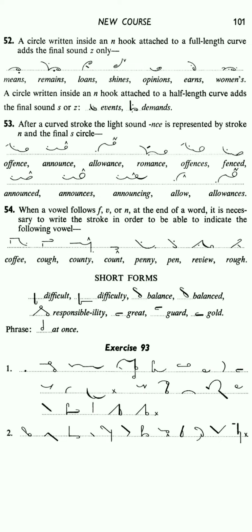Next, loans, upward L on the line से start करते हुए N hook circle Z within and a heavy dash on the second place of upward L after it. Shines, ish stroke above the line with N hook with Z sound. Shines, I diphthong on the first place of ish after it. Opinions, this is the short form opinion, and stroke with N hook on the line with circle within.